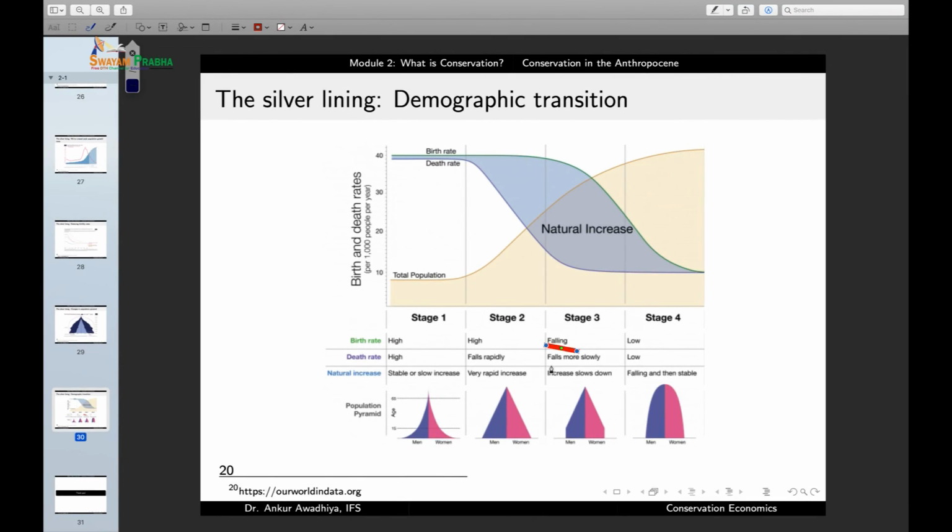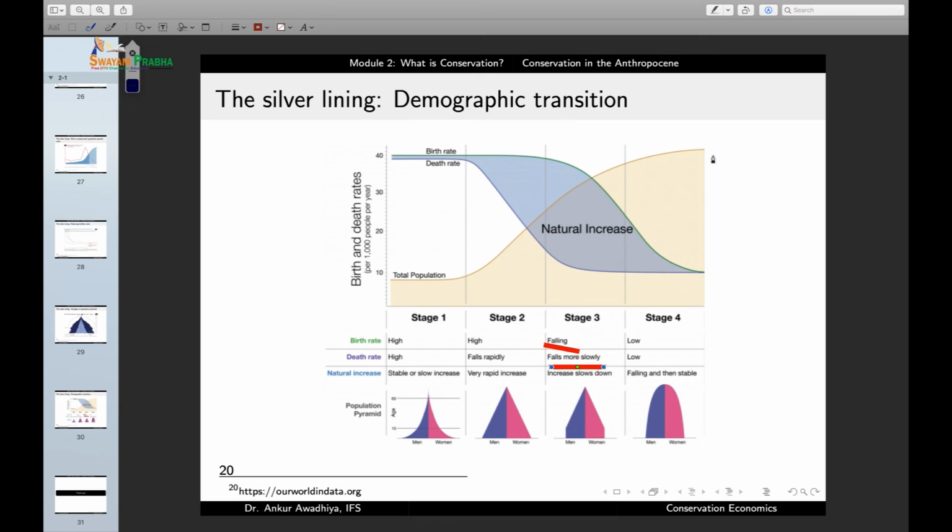Now, in this case, the death rate is still falling because we are still working on medical advancements, but now the birth rate has also started to fall, and so the population growth will now turn towards a plateau. And in the fourth stage, we have a low birth rate and a low death rate, and so the population now stabilizes. There is no further increase or decrease in the population, and the population stabilizes.